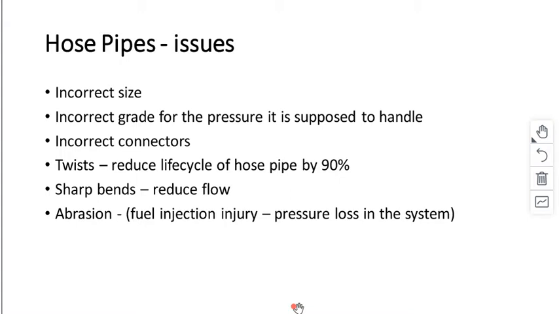And then we've got abrasion, which can cause fluid injection injury. So you've got a pipe, the pipe rubs against a piece of metal, and over time it just gets thinner and thinner, and eventually the pressure is just going to blow it up. So when you look at hydraulic systems, especially on mobile devices, like a tractor or a JCB or something, make sure that the hose pipes don't rub against something, and if there's a chance that they might rub against something, have regular inspections. And if you get some wear and tear on the pipes, be sure to swap them out in time before they blow up.